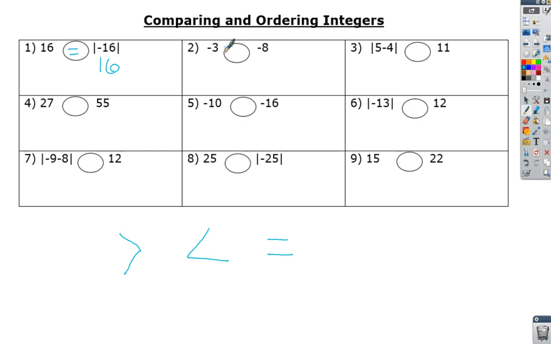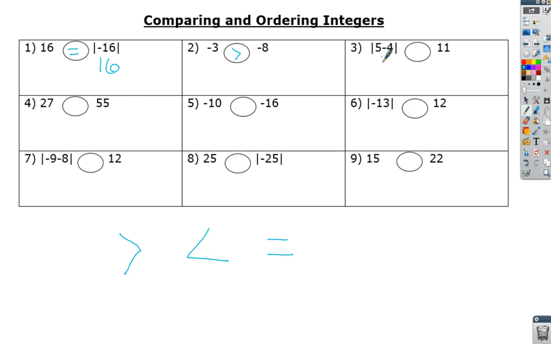We have negative 3 and negative 8. Which number is smaller? When we have a negative number, the bigger the number is, actually the smaller it is. So negative 3 is greater than negative 8.